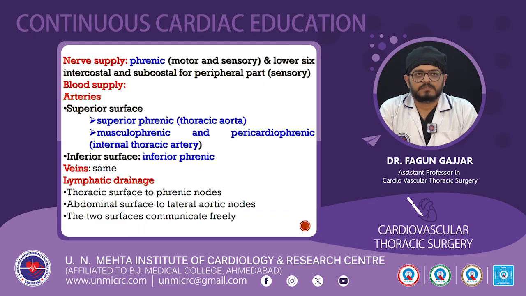The venous drainage is the same as the arterial supply. The lymphatic drainage of the diaphragm is from the thoracic surface to the phrenic nodes and from the abdominal surface to the lateral aortic nodes, and the two surfaces communicate freely.